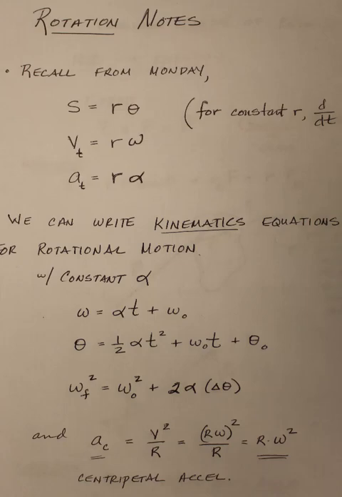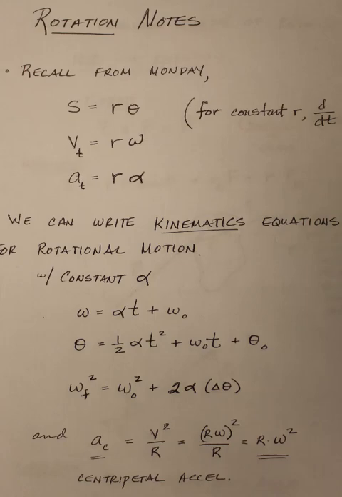Here are some notes on rotation. Recall from Monday, yesterday, that arc length is the radius of a circle times the angle in radians. For some constant radius, we can take the time derivative and find that the tangential velocity is the radius times the angular speed, omega. Take the time derivative again, and we find that tangential acceleration for an object moving around in a circle is the radius of that circle times the angular acceleration.